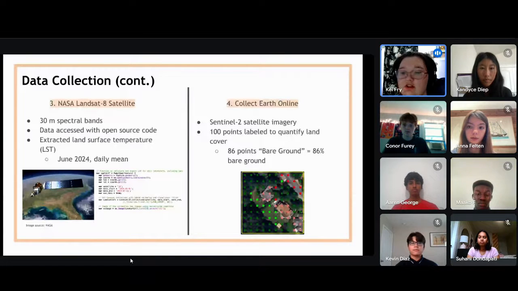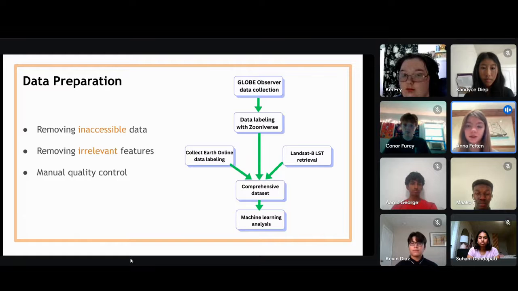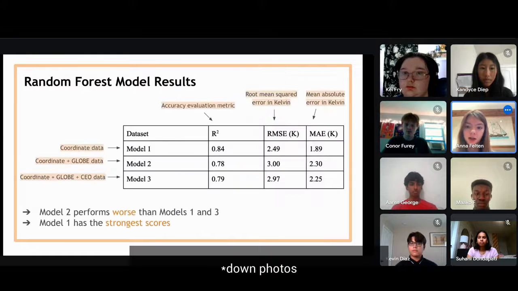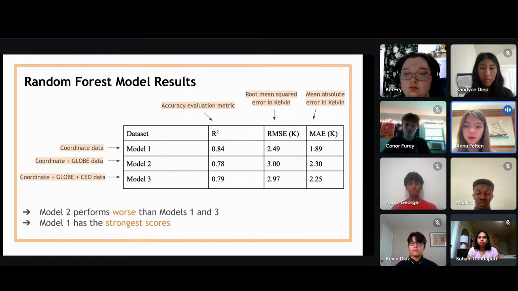Then we used the Collect Earth Online platform to gain additional citizen source data for land cover. Collect Earth Online uses Sentinel-2 satellite imagery for each site an image was captured. The graphic on the right provides a summary of our stages of data preparation. Throughout the process, we had to filter out a lot of inaccessible data. For example, many of the photos uploaded to Globe had not yet been processed or were not actually up photos. We were then able to feed this data to two machine learning models, Random Forest and XGBoost.